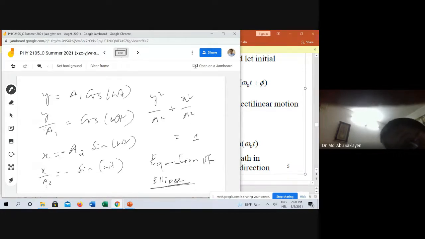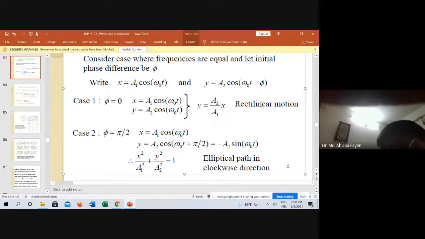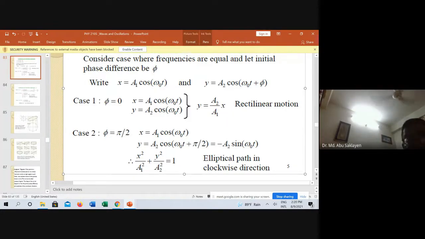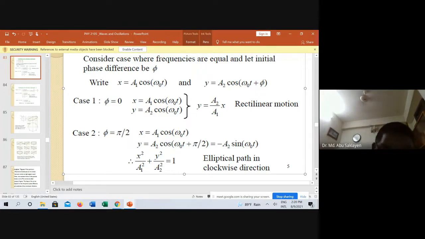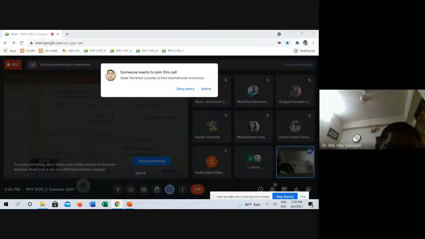And the movement of the particle is anti-clockwise. No, sorry, clockwise. This is one plus. That is why the convention is plus 1. So it will be clockwise.